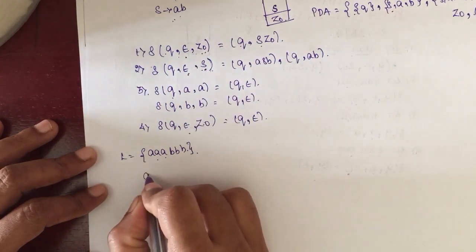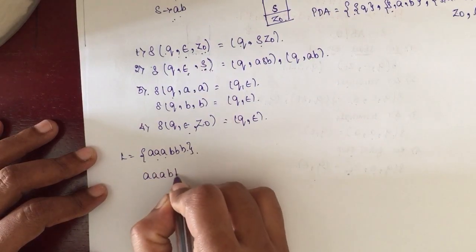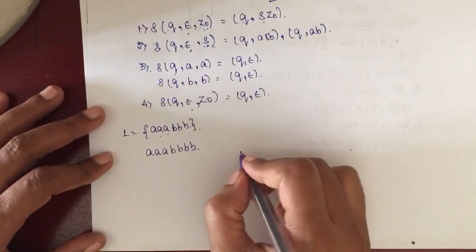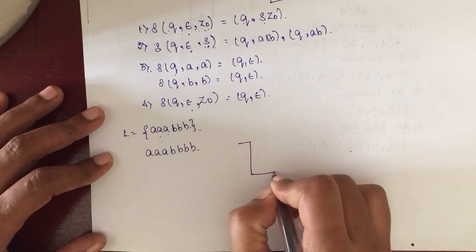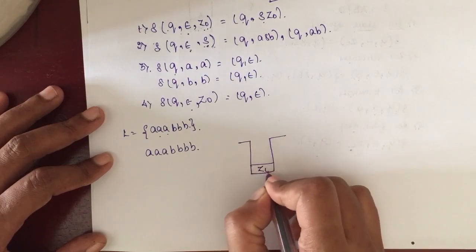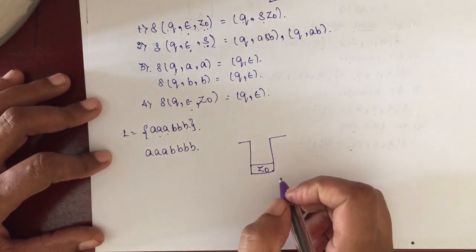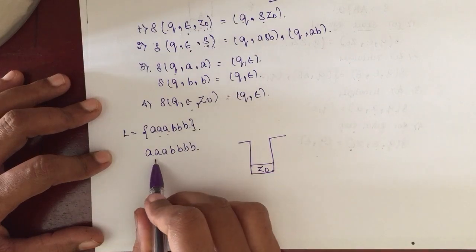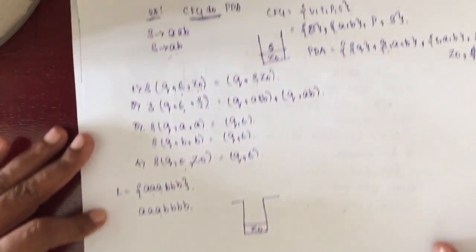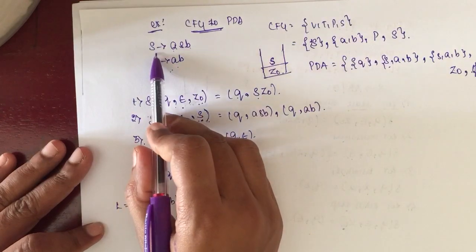So my input is triple A, triple B, right? Initially my stack will be empty. It means that there will be Z0 inside the stack, right? Now see, to check whether it is derivable or not, we are always supposed to start with the start symbol.